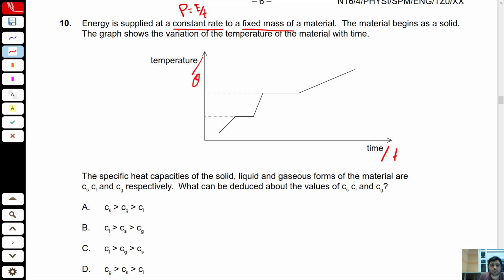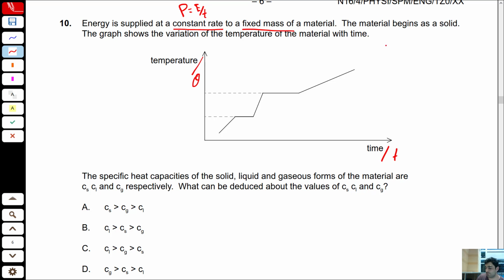The specific heat capacities of the solid, liquid, and gaseous forms of the material are Cs, Cl, and Cg, solid, liquid, and gas, respectively. What can be deduced about the values of the specific heat capacities of solid, liquid, and gas? Okay, so we have to use this graph to find out which of the solid, liquid, or gas heat capacities is bigger and what the correct order is. Is it ascending or descending? Which one is the biggest and the smallest?